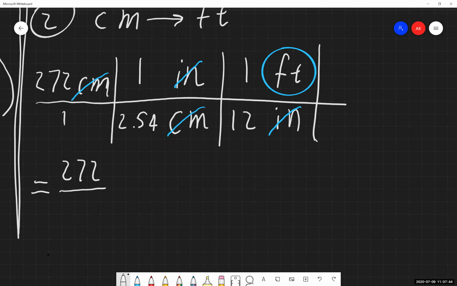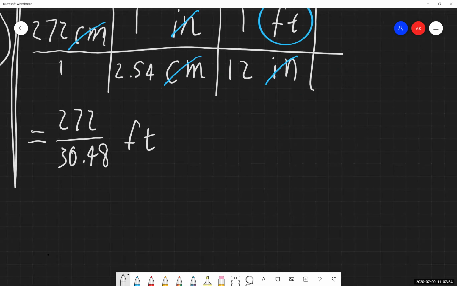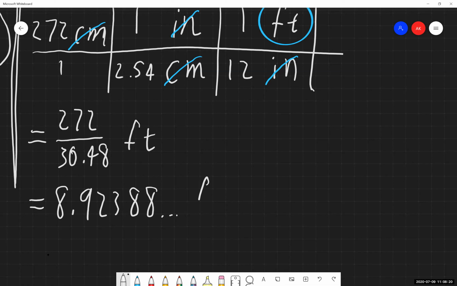It's going to be decimals. It's going to be gross. Nothing wrong with that. I'm getting 30.48. We are working in feet, so let's keep those units in there. And now last but not least, 272 divided by 30.48. I'm getting 8.923, oops, 88, and a bunch of other stuff, feet.